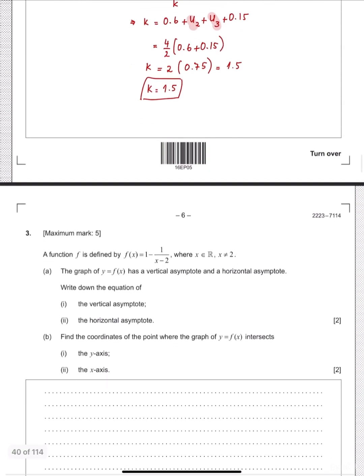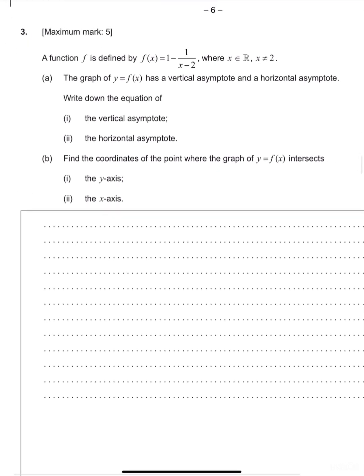For the next question, a function f is defined by f of x equals 1 minus 1 over x minus 2, and the graph of f has a vertical asymptote and a horizontal asymptote. Write down the equations of the vertical asymptote and the horizontal asymptote. In this case, I want to show you how to notice where the vertical asymptote is. Here f of x is 1 minus 1 over x minus 2.